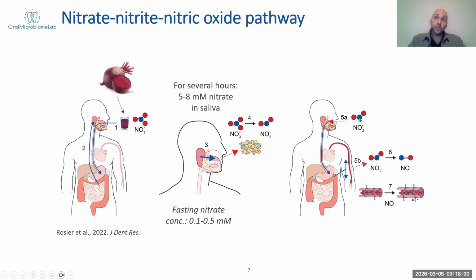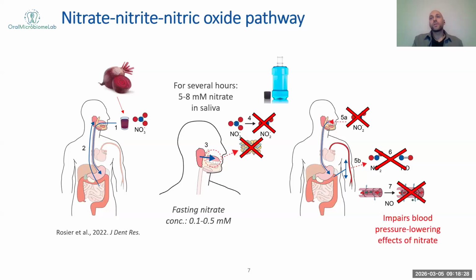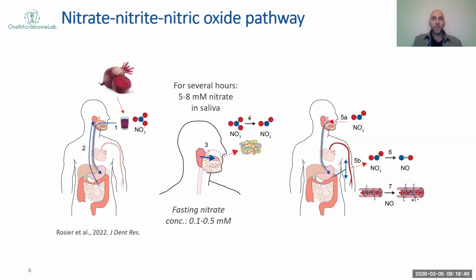Then we swallow the nitrite produced by oral bacteria, and there in the stomach and in the bloodstream, it reacts with acid and hemoglobin, forming nitric oxide, which is a vasodilator. So it contributes to a healthy blood pressure. And from studies with chlorhexidine, we know that if we impair the oral microbiota in a temporary way, then no more nitrite is produced. Nitric oxide levels drop, we lose part of the vasodilation, and chlorhexidine for several hours completely impairs the blood pressure lowering effects of nitrate. So we know the oral microbiota is essential in this pathway.